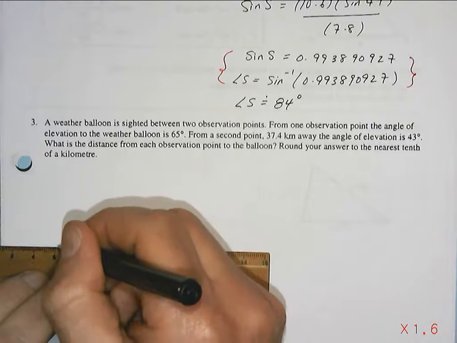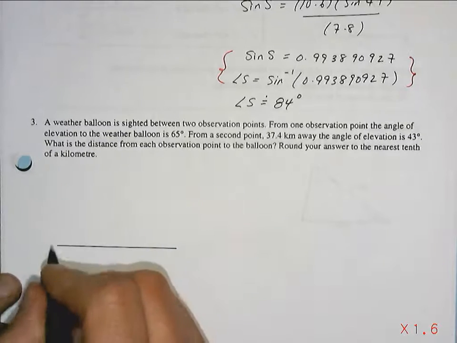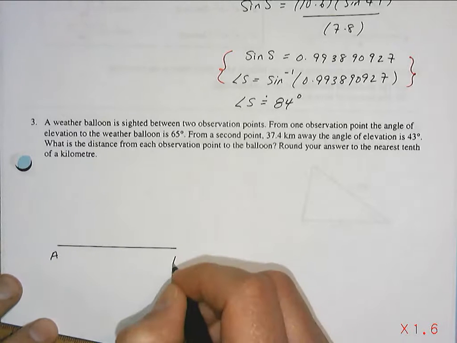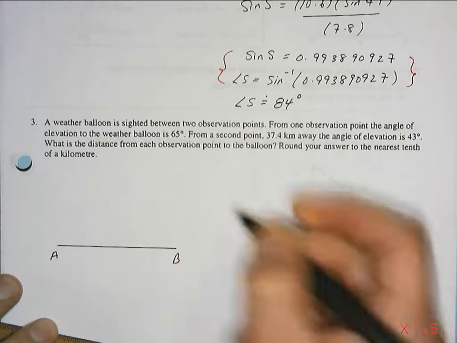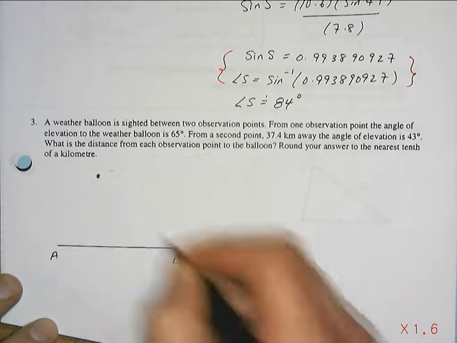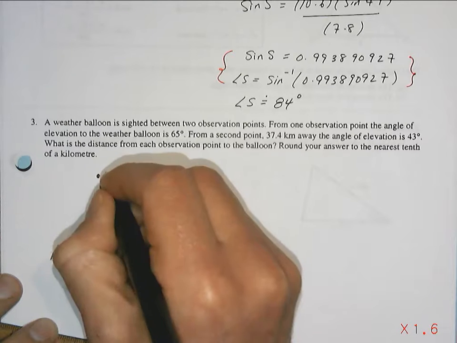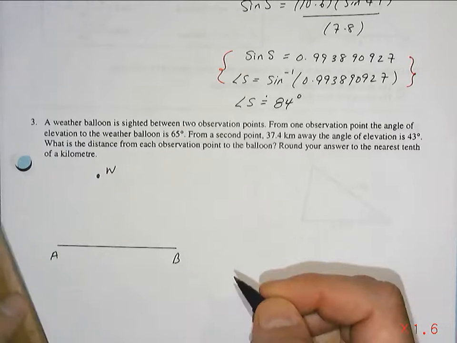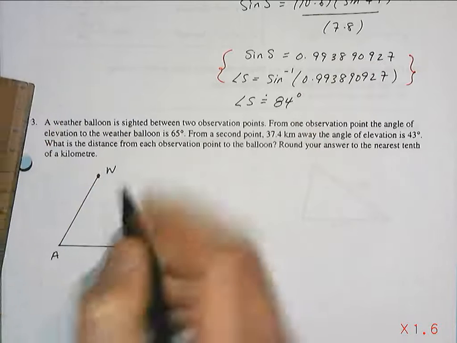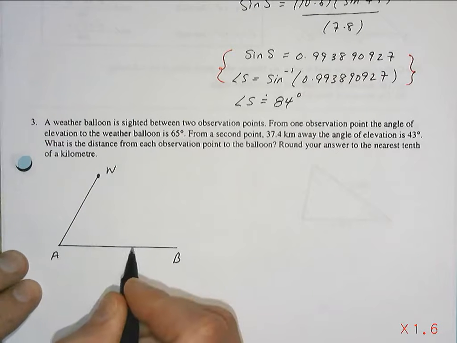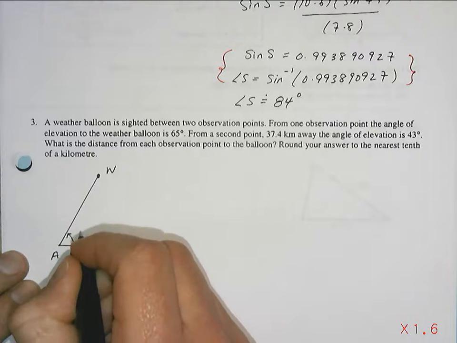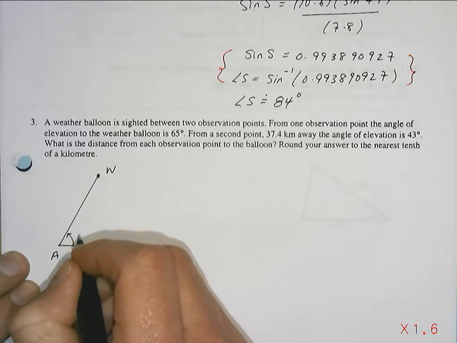So let's take a look at this. I've got observation post 1 and observation post 2, and they're both going to be looking at a balloon. I should have saved the B for the balloon. Oh well, W for weather balloon. I'm going to have an angle of elevation looking at that weather balloon. Now remember, you need a horizontal. The ground might as well be the horizontal. So the angle of elevation to that weather balloon is going to be 65 degrees.